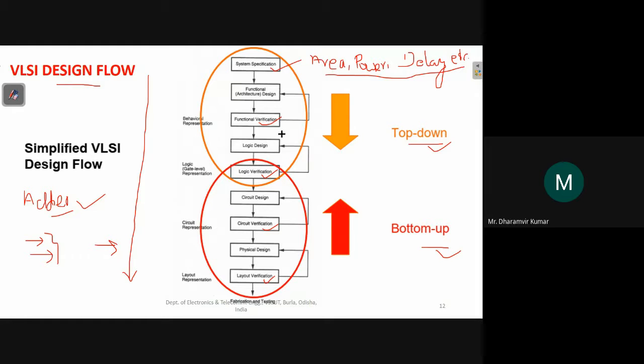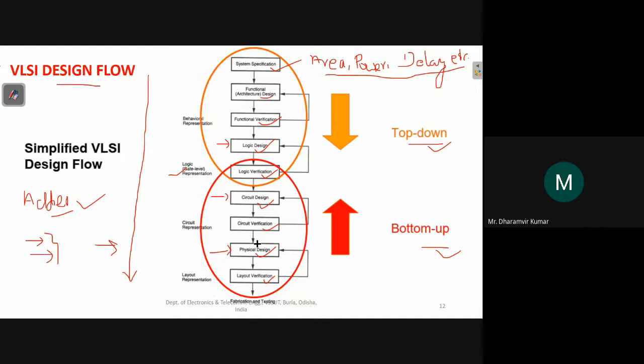So at each of these design stages, whether it's functional architectural design or logic design or circuit design or physical design, at each of these design stages you need to verify that design. And that is why you find these kinds of verifications here. So after functional verification, we go for the logic design or gate level design, and then we verify that logic design by logic verification, and then we move to the next level down, that is circuit design. Try to connect it with the previous slide. And then we go for the circuit verification.